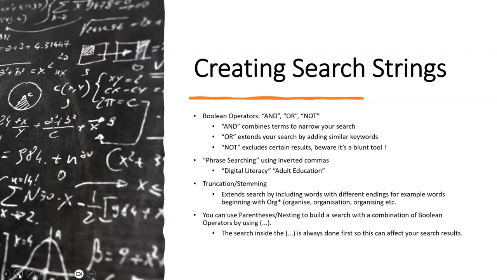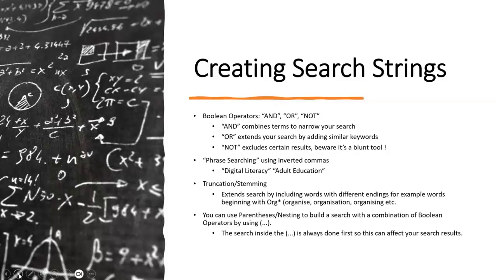So, creating the search strings. These are the search strings that are going to go into the actual search boxes. The first thing is the Boolean operators: AND, OR, NOT. You use AND to combine terms to narrow your search, OR to extend your search by adding similar keywords, and NOT to exclude certain results. But beware, it is a bit of a blunt tool. It will exclude that term from the papers you find. And you'll find those just to the side of the search boxes.